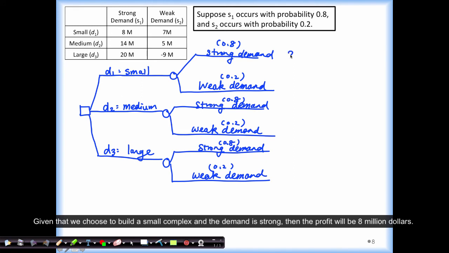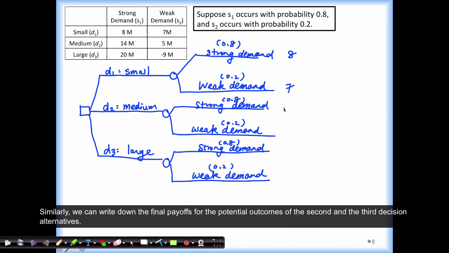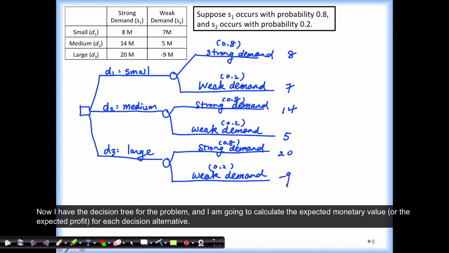Given that we choose to build a small complex and the demand is strong, then the profit will be $8 million. Given that we choose to build a small complex and the demand is weak, then the profit will be $7 million. Similarly, we can write down the final payoffs for the potential outcomes of the second and the third decision alternatives.